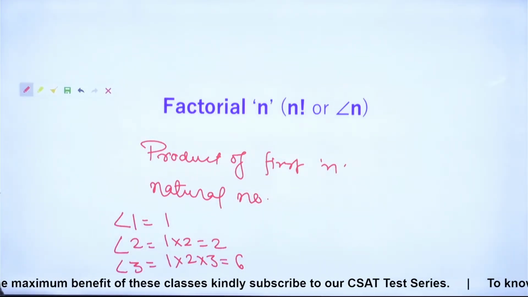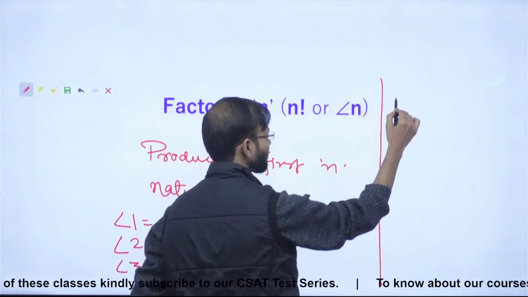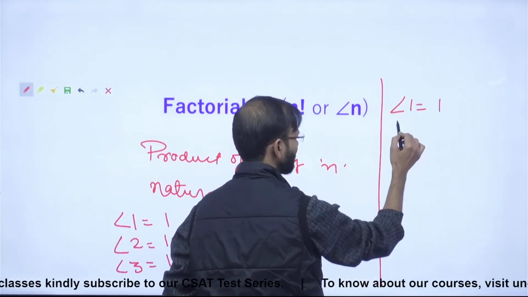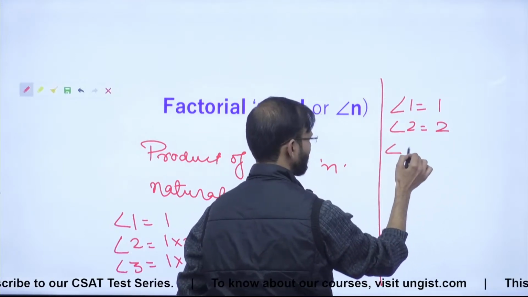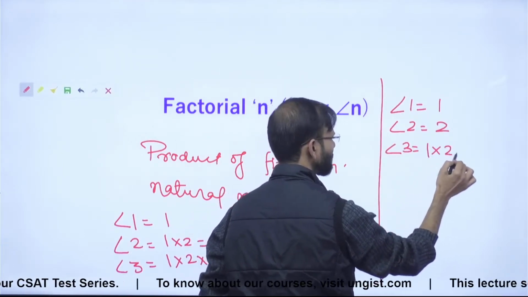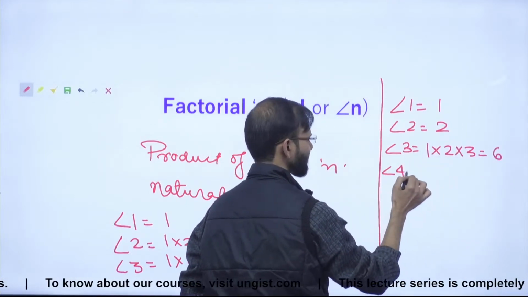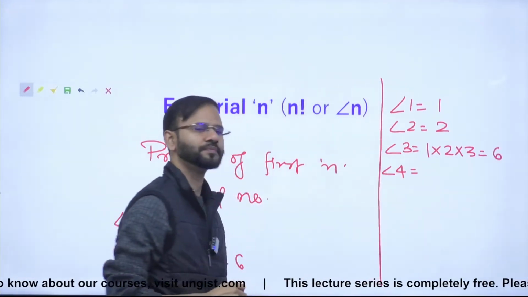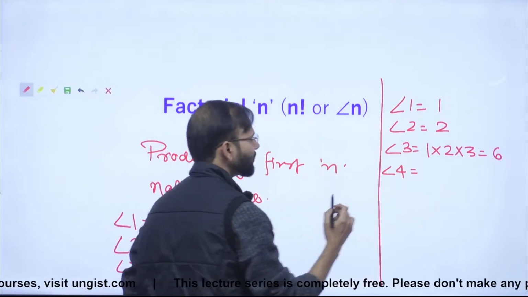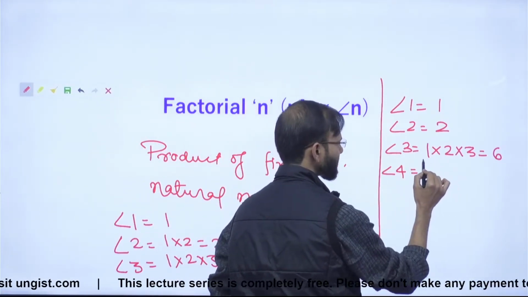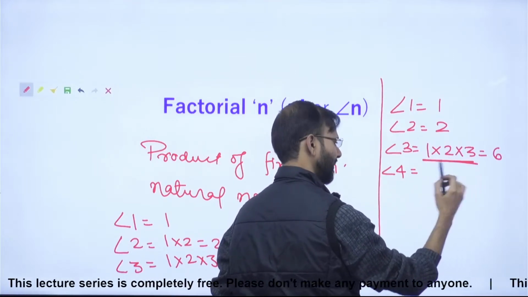Okay. Now, I'm just writing it here. Factorial 1 is 1. Factorial 2 is 1 into 2, which is 2, right? Factorial 3 is 1 into 2 into 3, which is 6. Guys, can you tell me what is factorial 4? 24? See, all of you, to find factorial 4, you just need to multiply this value with 4, right?